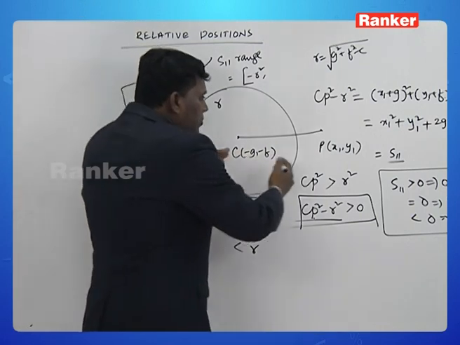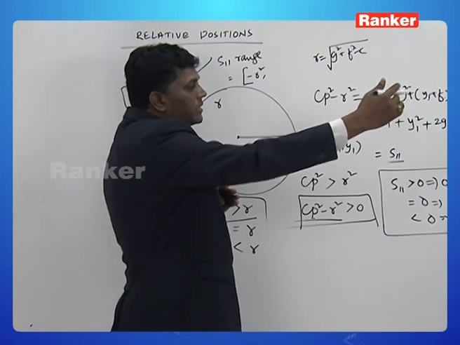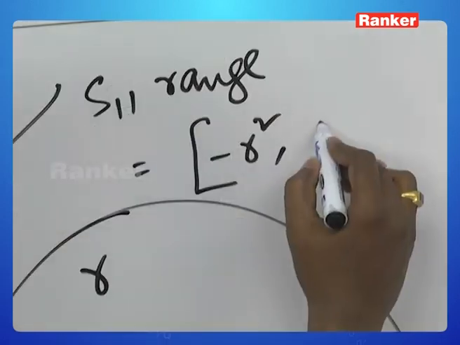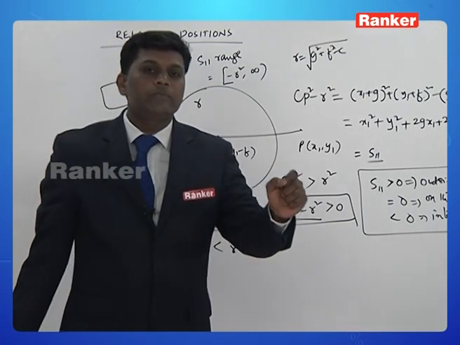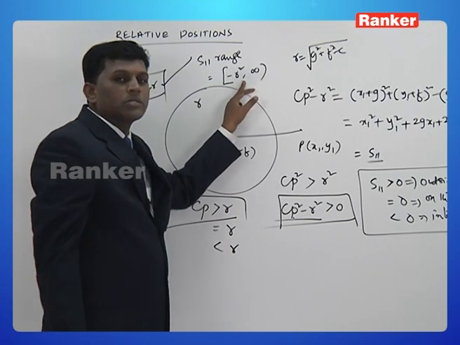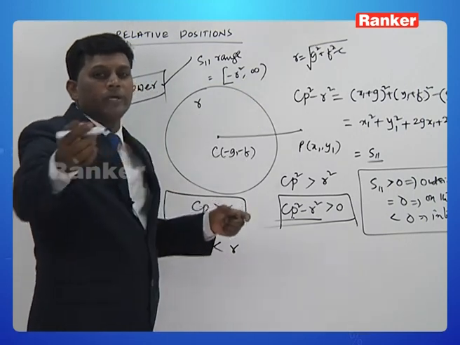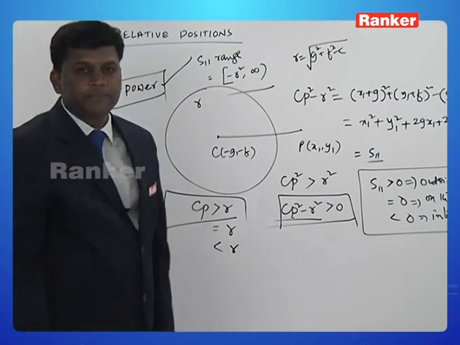As the point is going away from the center, because there is no limit to this extension, it has no upper cutoff. Therefore, the power of a point with respect to circle takes the range from minus R square closed to infinite. This is the range of the given power we can decide.